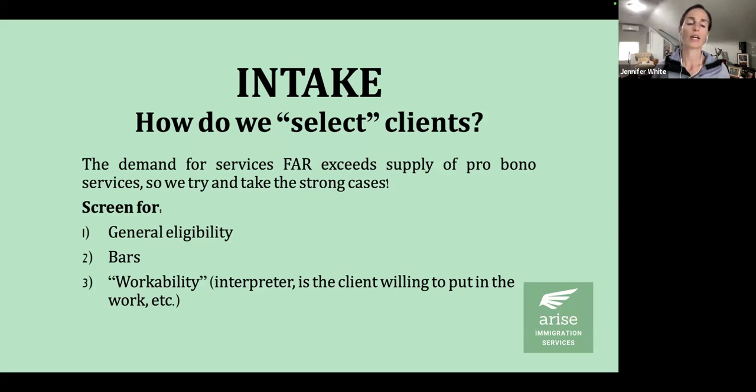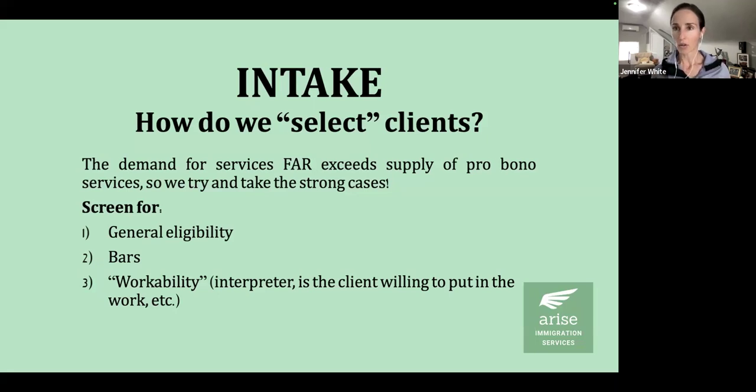And this is an important point. So, for example, thinking about bars, I think the most common bar, if I were to guess, across the country, is the 1 year bar. We know the government likes to deny cases on that basis. If you're going to file a case that's past that 1 year date, you have to have an argument as to why the person meets an exception.